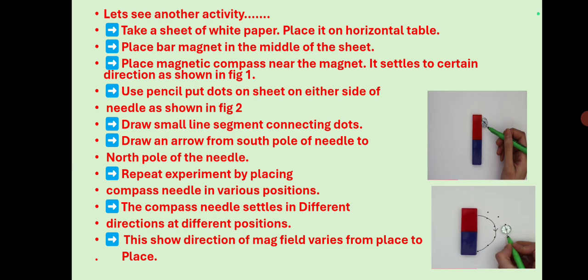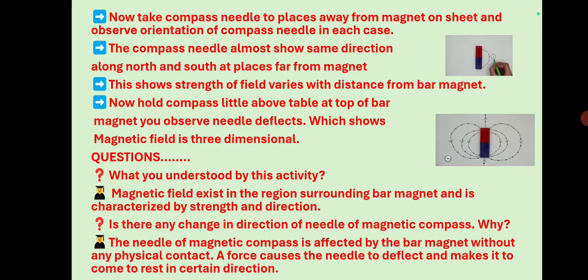Again change the position of the compass needle. See diagram 2. Again let us keep the dots from north to south. In such a way, on either side we will repeat the experiment. Now if we repeat the experiment on either side, see the second diagram, we will get such a pattern. This is nothing but magnetic fields, the pattern of magnetic fields.